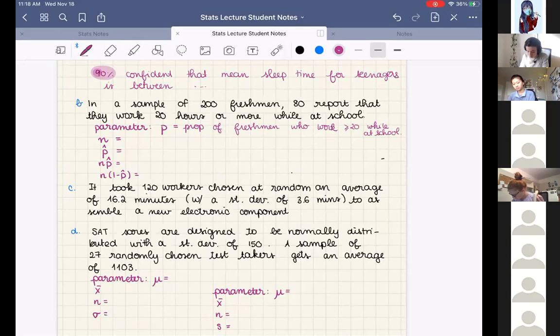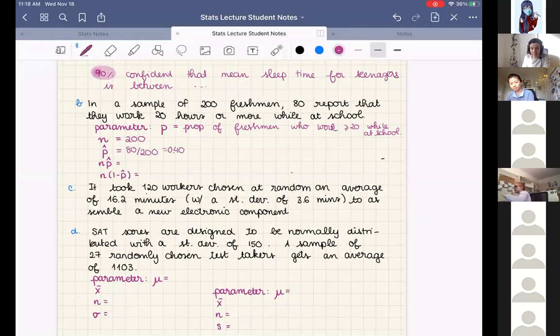Okay, so it's that proportion. The sample size here is 200. The sample proportion is 80 out of the 200, right? So if I were to estimate the proportion of freshmen that work more than 20 hours while they are at school, it would be 80 over 200, which is 40% or 0.40.